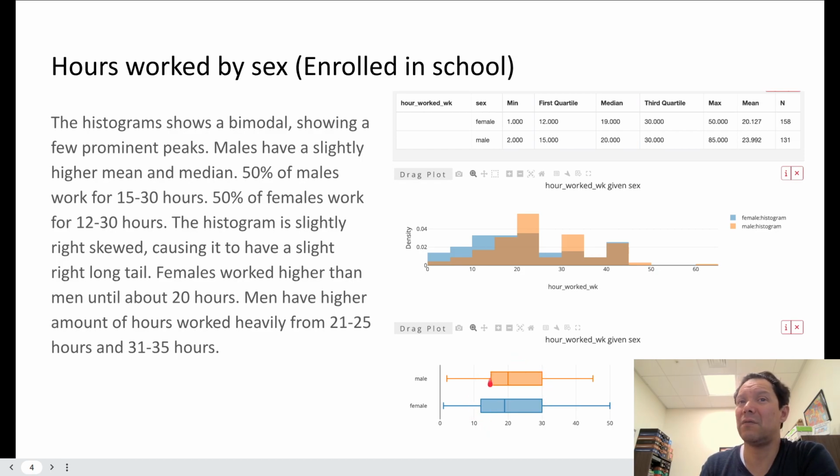The men's first quartile is a little shifted to the right, 3 hours. And then the means are different. That's probably the major difference in the summary statistics, almost 24 hours on average versus 20 hours on average for females. But then we look at the histogram, we try to understand why are we seeing a difference in means, but not that much of a difference in the quartiles.